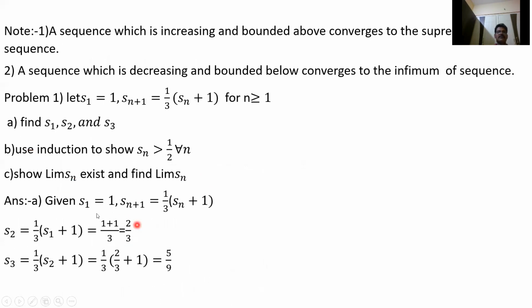S2 is 2 by 3. S1 is 1. So 2 by 3 is less than 1. So we can observe here it is a decreasing sequence. First term is 1. Second term 2 by 3, decreasing. Third term is 5 by 9.